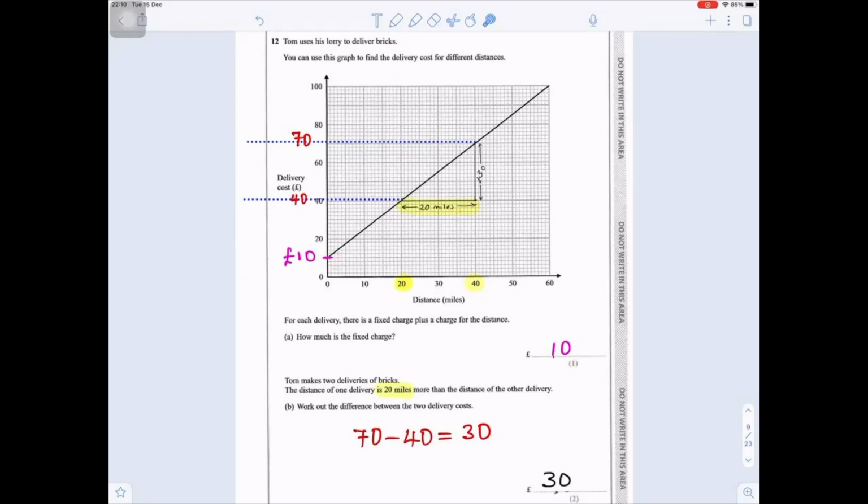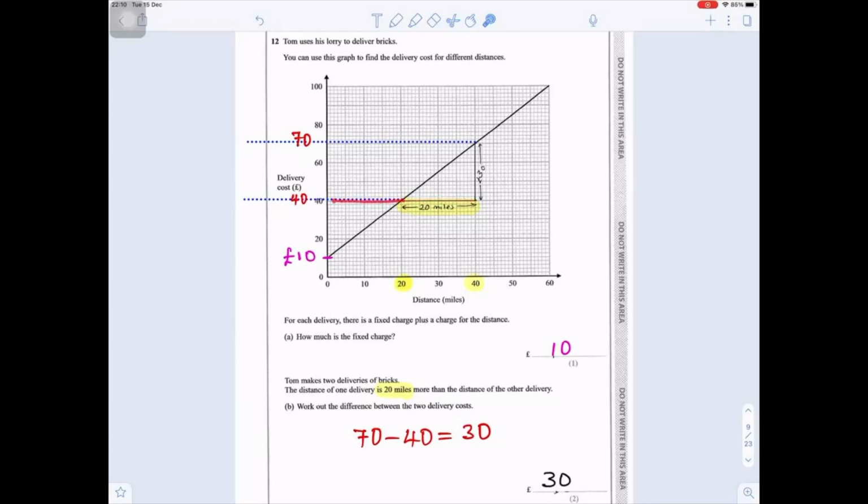Tom makes 2 deliveries of bricks. The distance of one delivery is 20 miles more than the distance of the other delivery. Work out the difference between the 2 deliveries. So we want to look for 20 miles. So we want to go to the graph and look at 20 miles where we can easily read the numbers on the scale. So you can see in yellow color there 20 miles.